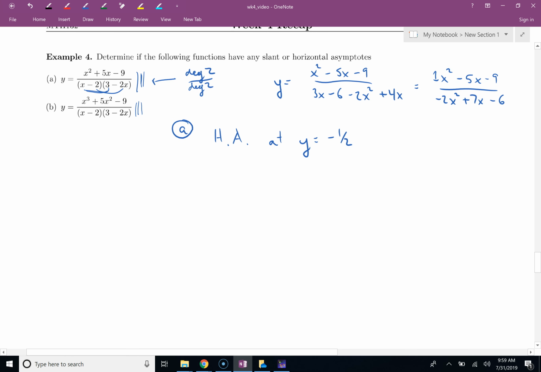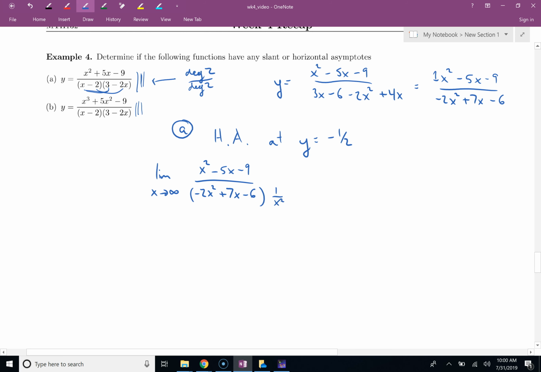So more formally, horizontal asymptotes are an exploration of what's happening when x is going to infinity or negative infinity. And we're going to start off maybe with just infinity here. And we were able to simplify down our function to x squared minus 5x minus 9 divided by negative 2x squared plus 7x minus 6. And remember, the way that you solve these is that you find the power of the denominator here. In this case, x squared is the largest power of this polynomial here. And we go ahead and we divide by that largest value. So I'm going to go ahead and divide by x squared.